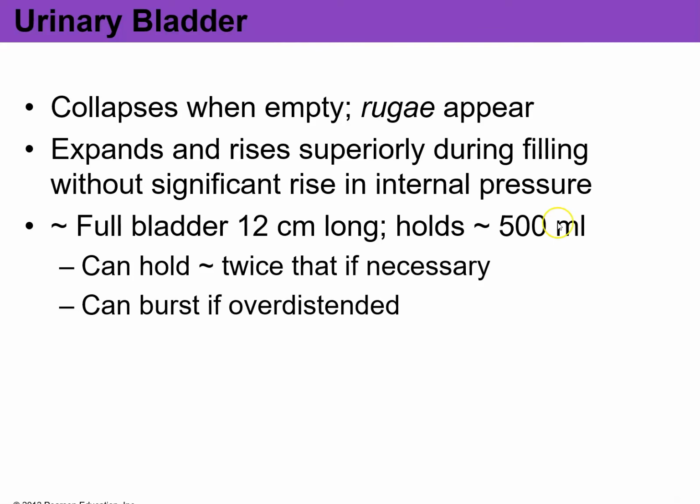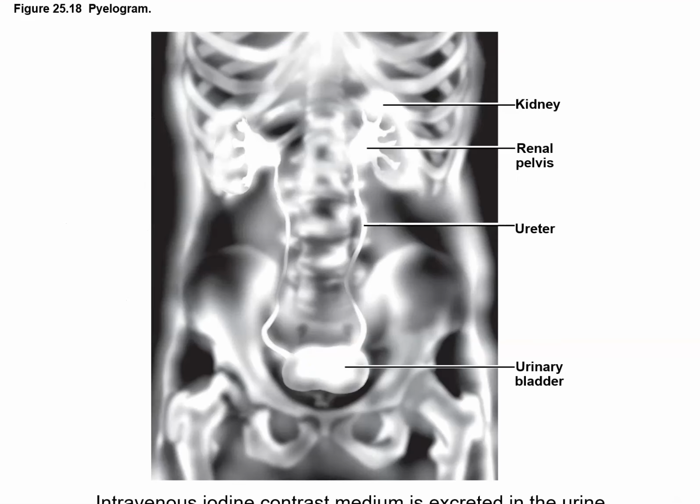When it's full, it can hold upwards of 500 mils or more. Once you get to 500 mils, you'll start experiencing some serious urgency to get rid of that urine. In an emergency, it can hold twice that volume, but eventually it can burst if there's an inability to let the urine out of the body.